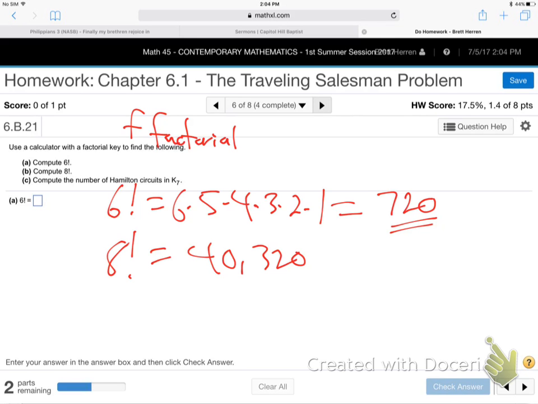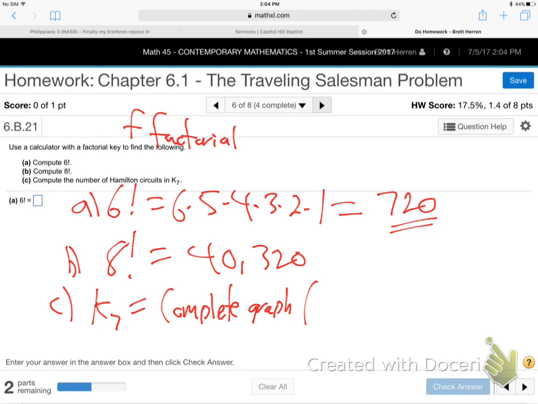Okay. And now it's saying compute, and then that's part A, part B. Now you might wonder why in the world we're doing such a weird thing. We'll get to the point in a minute. But right now it says compute the number of Hamilton circuits in K7. Well, turns out, what is K7? It stands for the complete graph, meaning all cities connect to all cities. Remember what we're doing? You probably don't even remember, maybe.